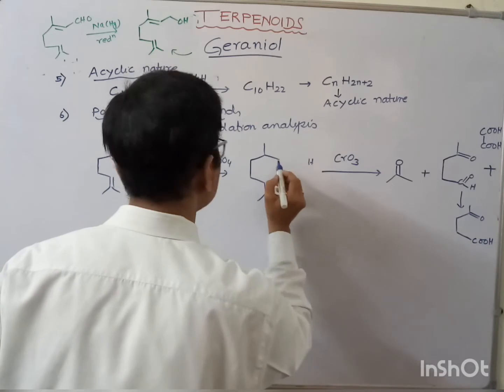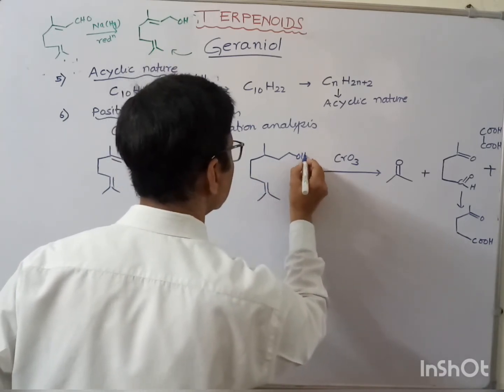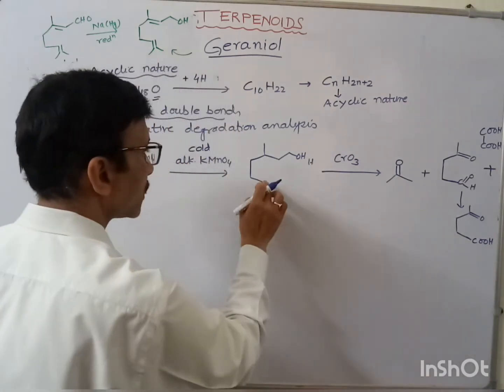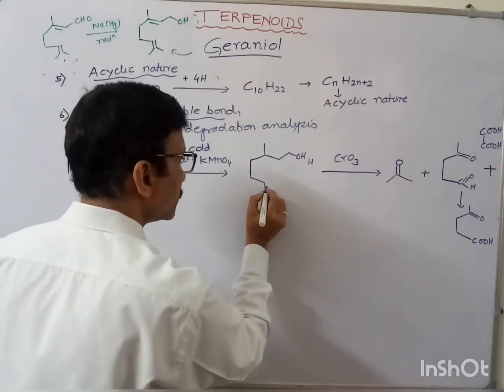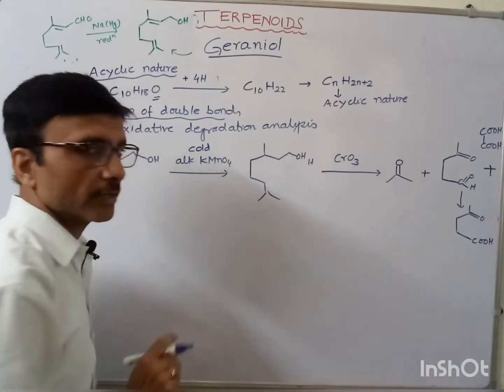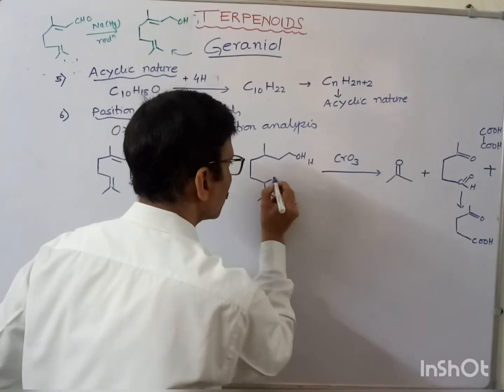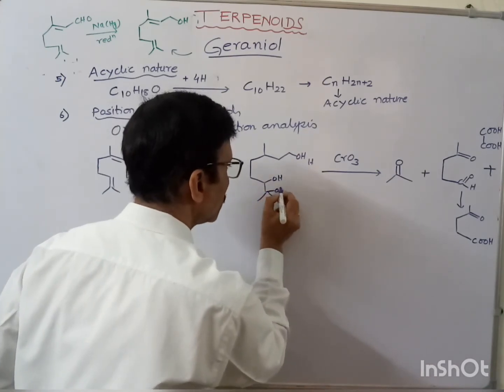So these three products can only be obtained when the positions of these two double bonds are such that one double bond should be present over here, another double bond should be present over here. Then only we can get these three products. So after this, it will form a diol.